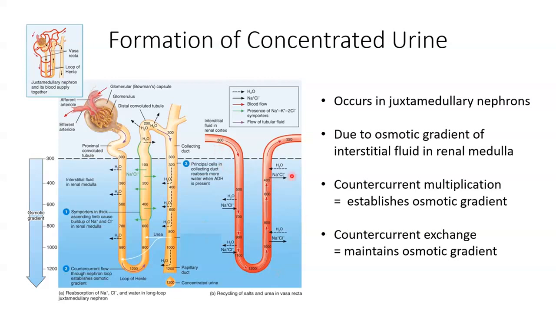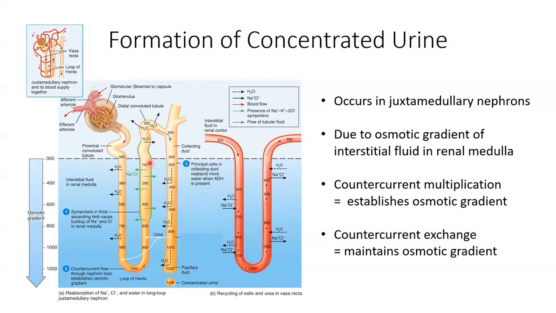So although lots is going on, these two actions of the two different sides of the vasa recta kind of cancel each other out. What this allows is for the vasa recta to actually provide oxygen and nutrients to the tissue of the renal medulla, without washing out or diminishing this osmotic gradient, which is really important for concentrated urine and which we'll talk about next.